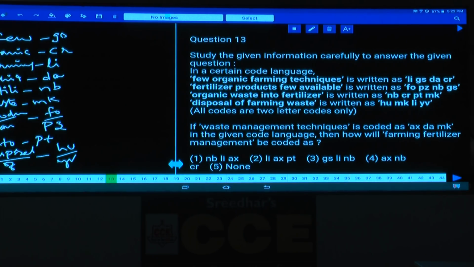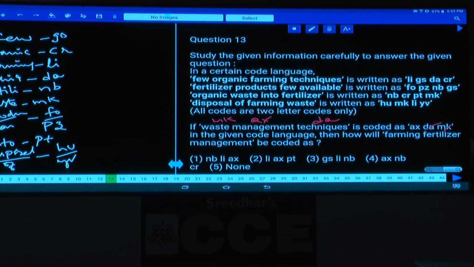If waste management techniques is coded as this, the code to the word waste is what? Waste is MK. And management is nowhere given here. And techniques, what is the code to this word techniques? Techniques is DA. Hence, MK, DA done, and AX is the code for management, AX.